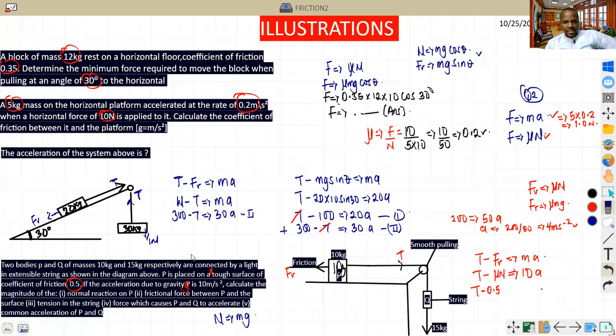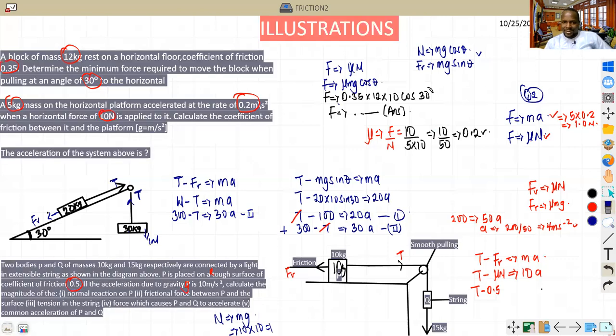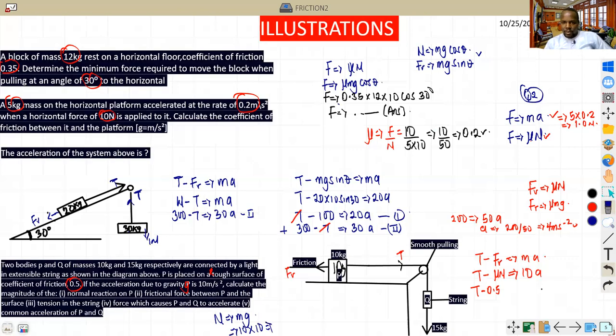P is 10. So mass of P is 10 times what? Acceleration due to gravity is also 10. So you have 10 times 10 is what? 100 Newton. That's the normal reaction. You can see it's more or less like a simple WAEC question.